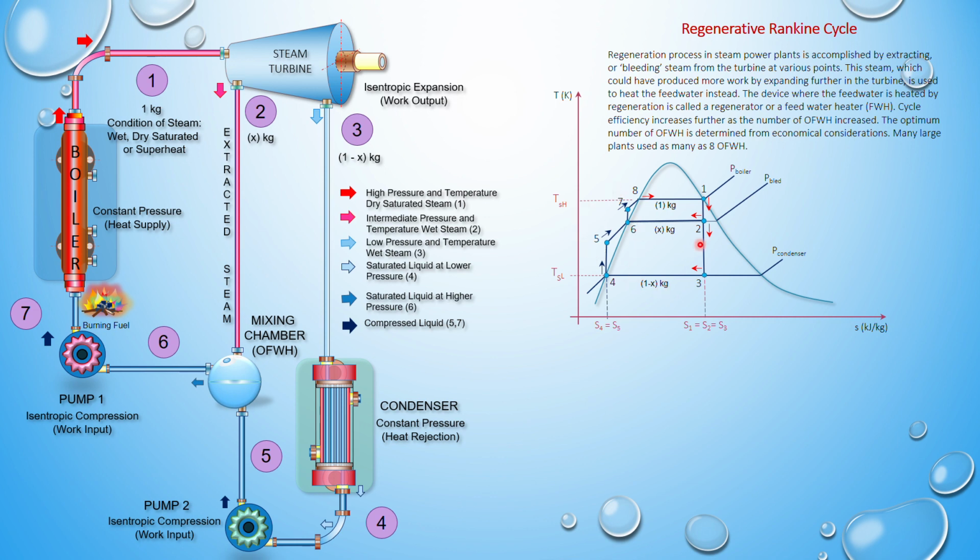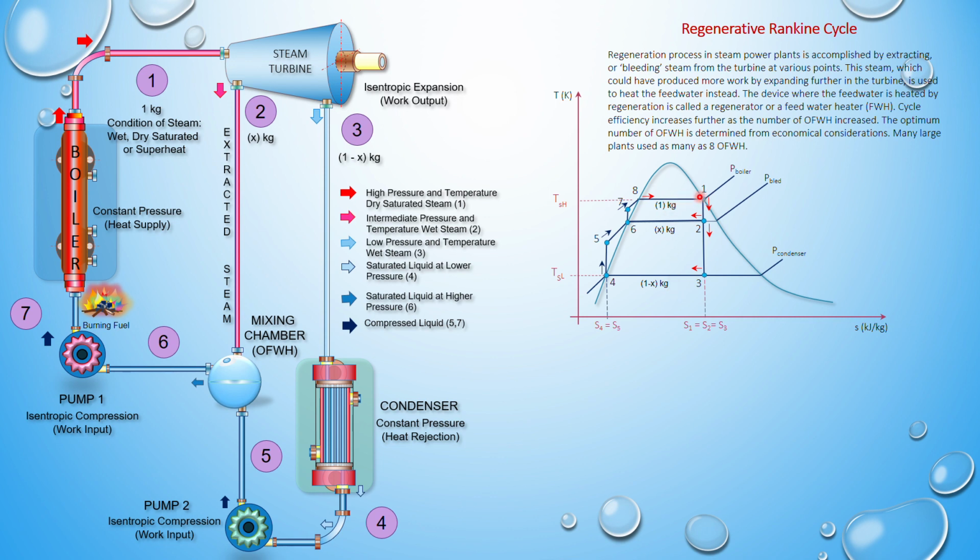So based on this diagram, now you can see here 1 to 2 is where you have your work output, and 2 to 3 also your work output. So your work output from 1 to 2 is still 1 kg, but 2 to 3 is no longer 1 kg. It is only 1 minus x kg. So that means your work output must have H1 minus H2 multiplied by 1 kg, and H2 minus H3 multiplied by 1 minus x kg.